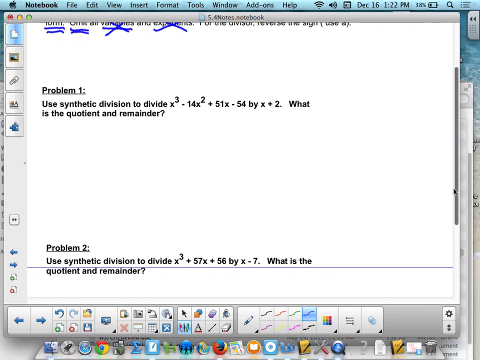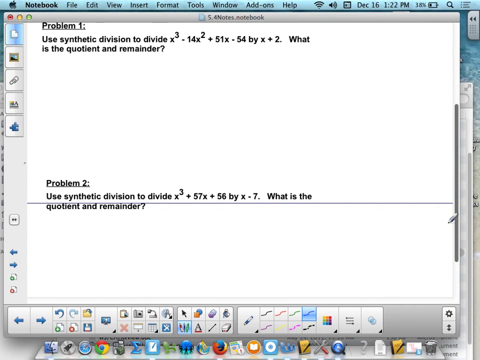All right. Here we go. Use synthetic division to divide blah, blah, blah by x plus 2. What is the quotient? Remember, the quotient is really just the answer on top. And then the remainder is what's left on the bottom. Okay, so that's what they want. They want the remainder and the quotient.